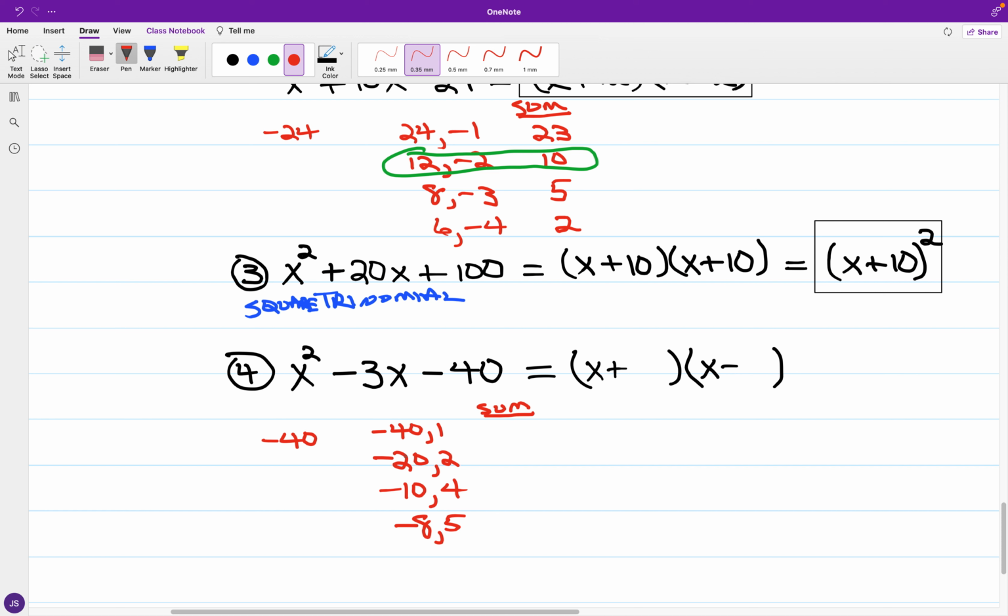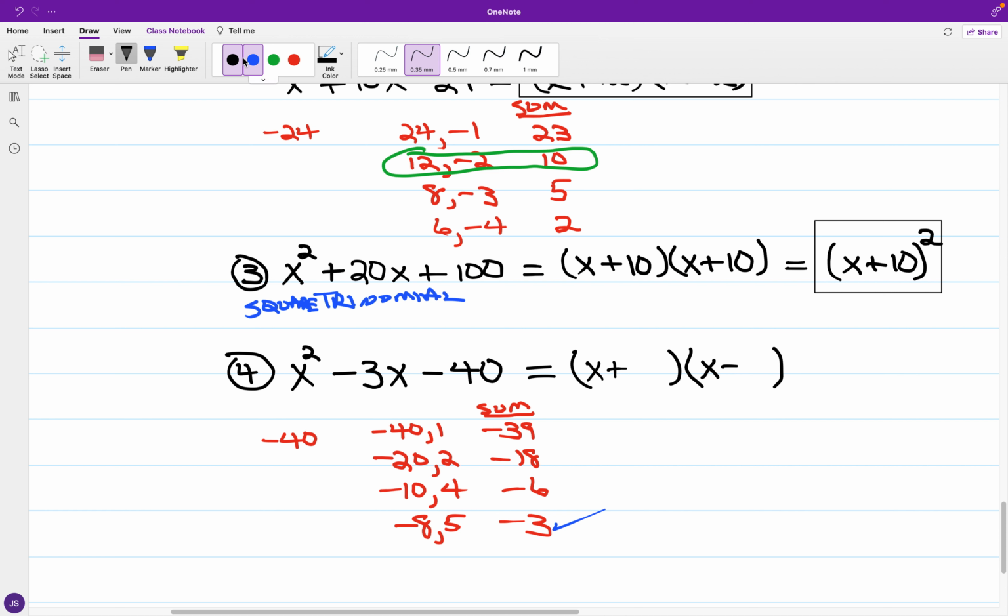And just for the respective sums: negative 40 times 1 is negative 40, but in terms of adding, negative 40 plus 1 is negative 39. Negative 20 plus 2 is negative 18. Negative 10 plus 4 is negative 6. And negative 8 plus 5 is negative 3. And so that is the combination we're looking at.